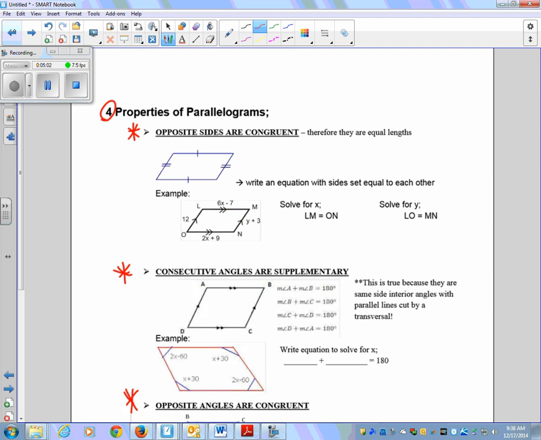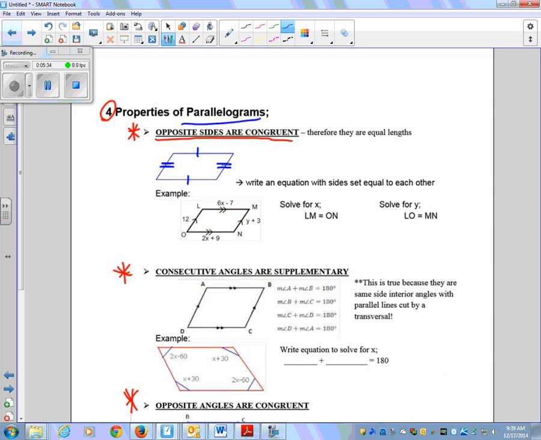First of all, opposite sides are congruent. Again, this is not part of the definition of parallelogram. This just happens to be true. If two pairs of opposite sides are parallel, then it turns out they're going to have to be congruent to each other as well. So the markings will look like this. They don't tell us that it's a parallelogram, but we see that the opposite sides are congruent if it is a parallelogram.